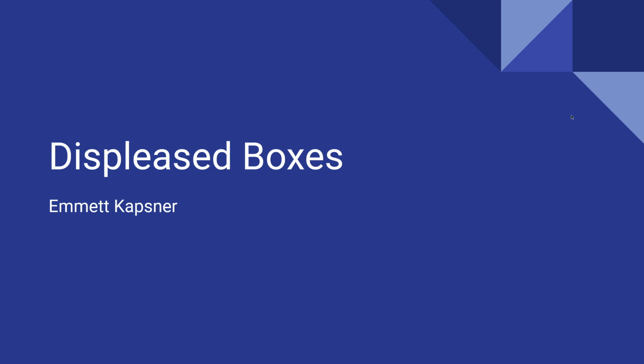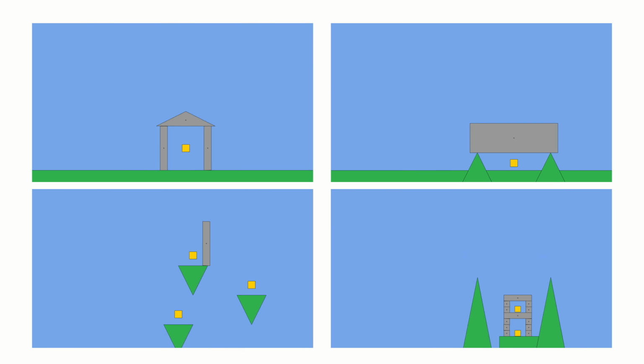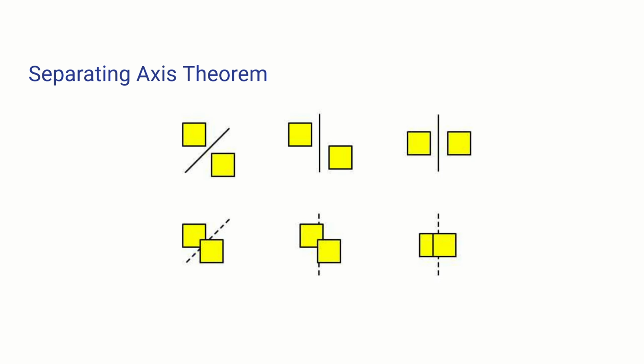My project is called Displeased Boxes, and the basic idea was to create a rigid body simulation in which the user can launch rigid bodies at other rigid bodies to try and destroy a set of targets in a game akin to Angry Birds or Crush the Castle. Here are the four levels I made. Green objects are the static bodies, gray ones are the rigid bodies, and the yellow ones are the targets.